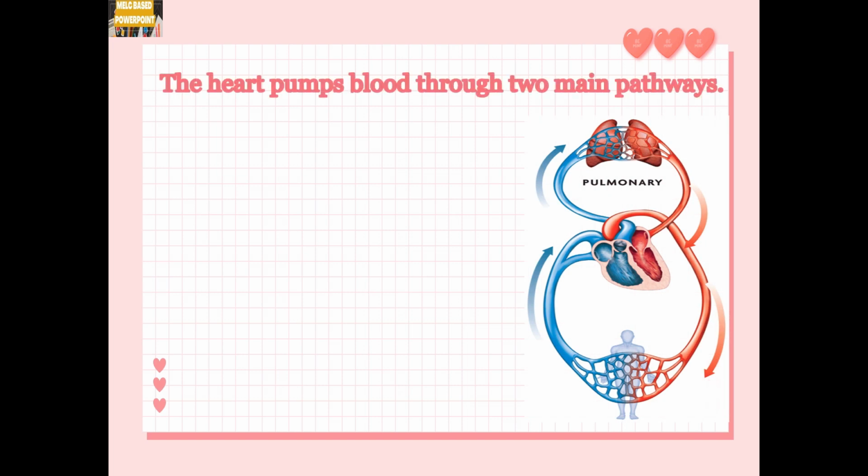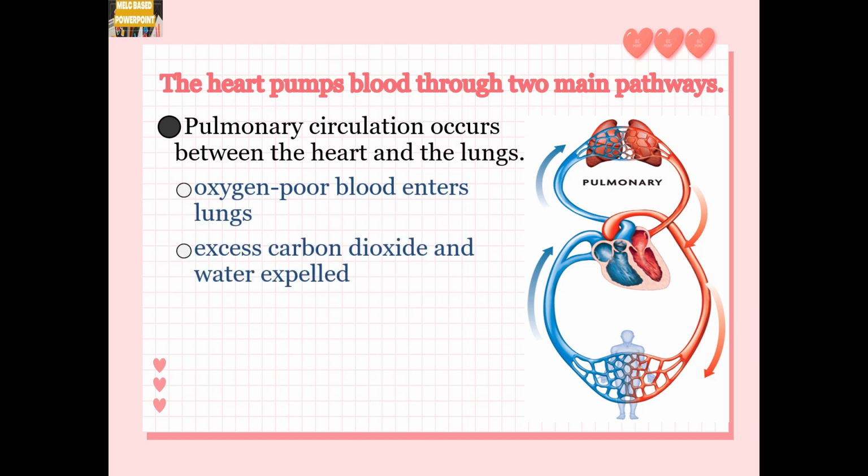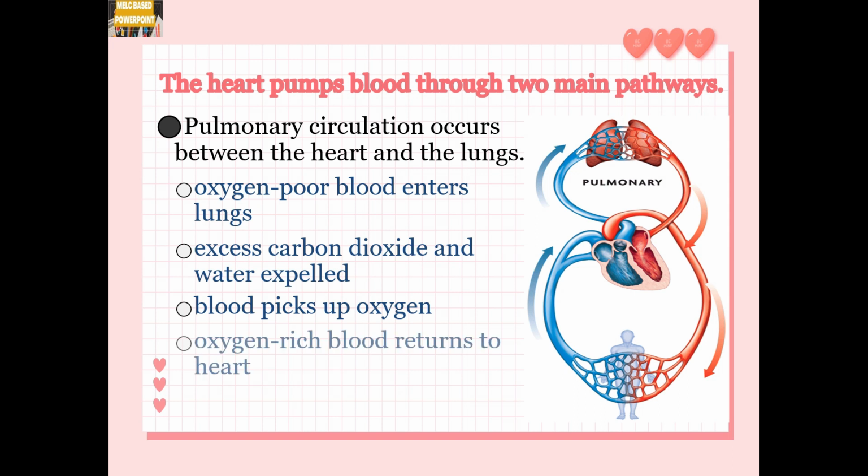The heart pumps blood through two main pathways. Pulmonary circulation occurs between the heart and the lungs. Oxygen-poor blood enters the lungs, and excess carbon dioxide and water are expelled. Blood picks up oxygen, and oxygen-rich blood returns to the heart.